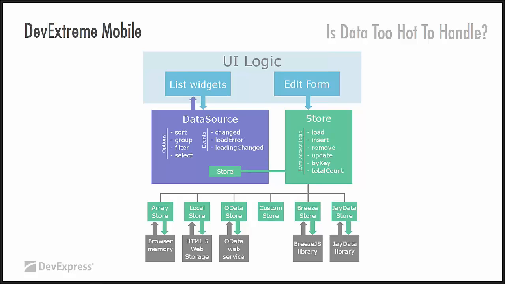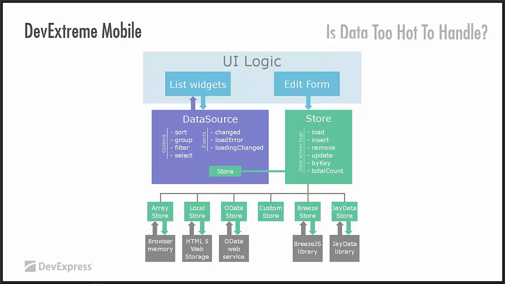So we have some kind of list widgets, we have an edit form, and then underneath that we have the view model, and the view model will then have information about the models themselves. The model in DevExtreme is called a store, and here we have in green the store. It has a certain API to it, so there's a load method which loads a set of records, insert a record, remove, delete a record, update a record. ByKey is the read method, so given a key, read the record for that key, and then there's some other ancillary ones such as total count, which gives you a count of records.